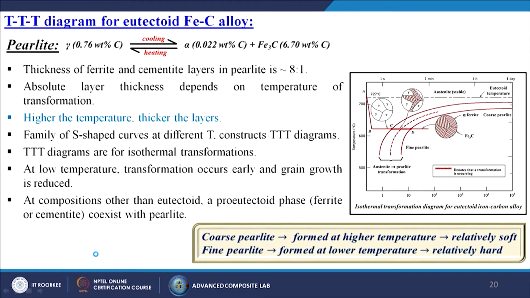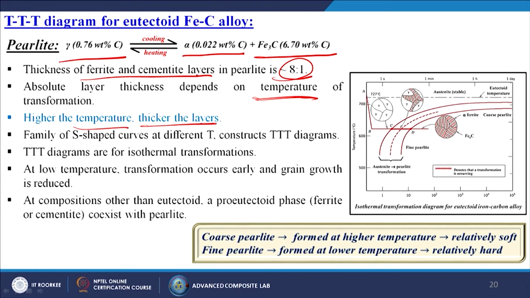Now, again we are going to discuss the TTT diagram for the eutectoid iron-carbon alloy. Pearlite forms from gamma having 0.76 weight percent C, on heating or cooling at certain conditions, into alpha with 0.022 weight percent carbon plus Fe3C with 6.70 weight percent C. The thickness ratio of ferrite and cementite layers in pearlite is 8:1. Absolute layer thickness depends on the temperature of the transformation. You can see in all these cases the temperature is the vital factor. Higher the temperature, thicker the layers.